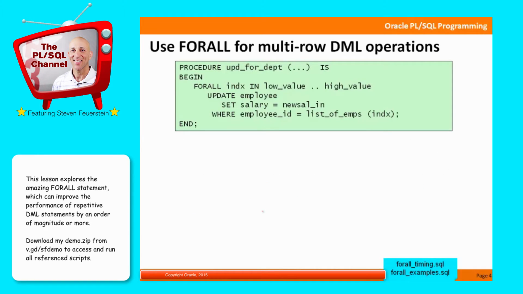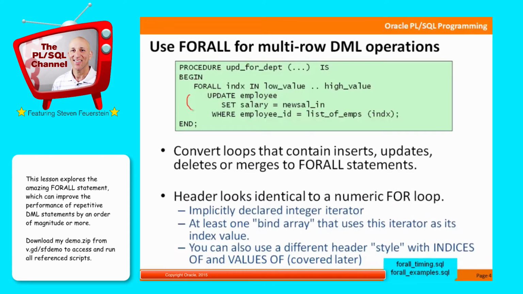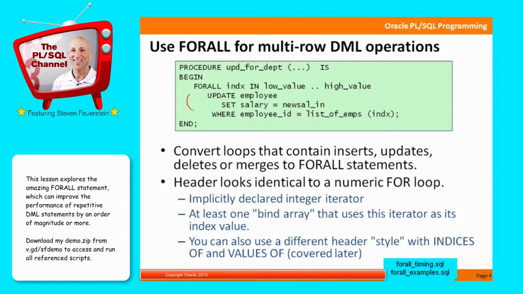Okay, so using Forall for multi-row DML operations. The basic idea is that you want to look for loops that contain inserts, updates, deletes, or merges. So cursor FOR loops with individual inserts, etc., and convert them to Forall statements. A Forall statement is like an extended DML statement. The header looks identical, at least in the simplest case, to a numeric FOR loop. And then inside the Forall statement, you have an implicitly declared DML operation. So underneath the Forall header, we have a DML statement. And at least one place inside that DML statement, you need to have a bind array.